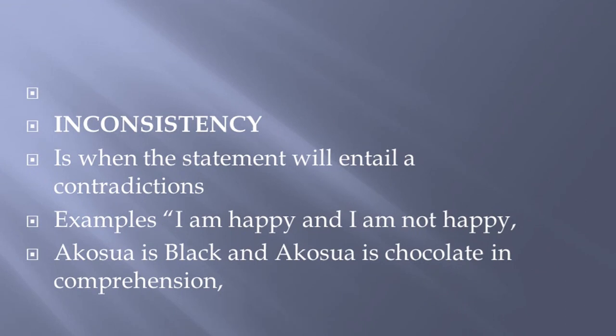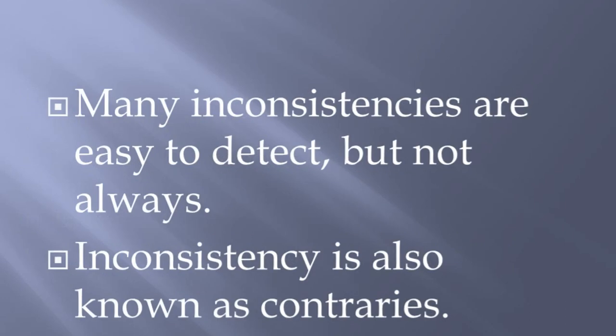Inconsistency is when the statements entail a contradiction. Examples: I am happy and I'm not happy. Akosua is black and Akosua is chocolate in complexion. Many inconsistencies are easy to detect, but not always. Inconsistency is also known as contraries.